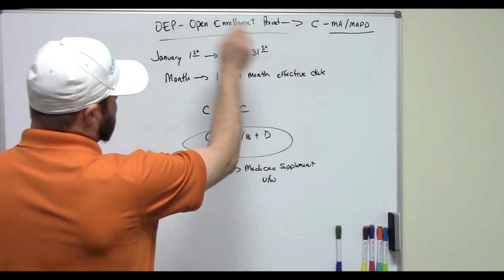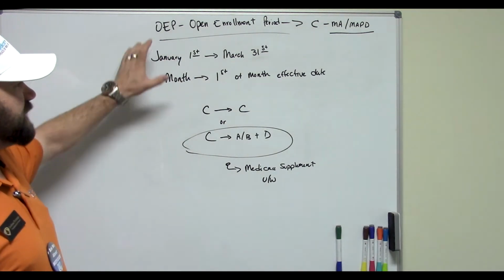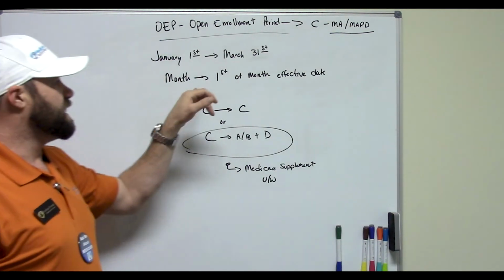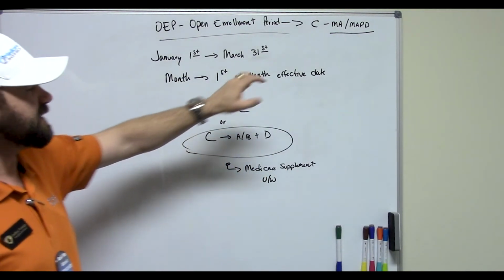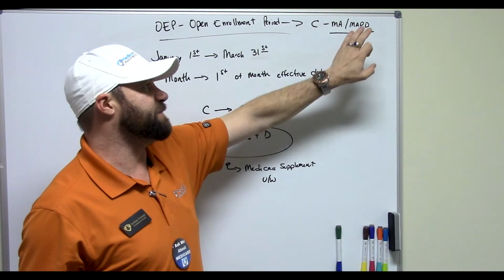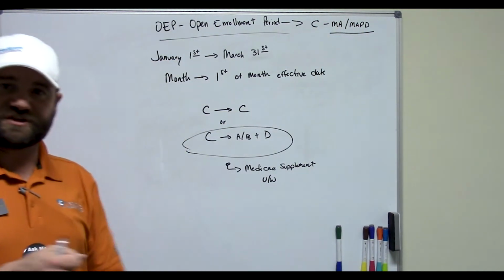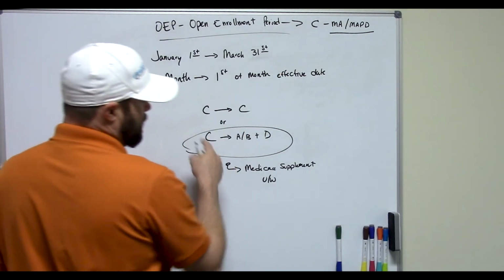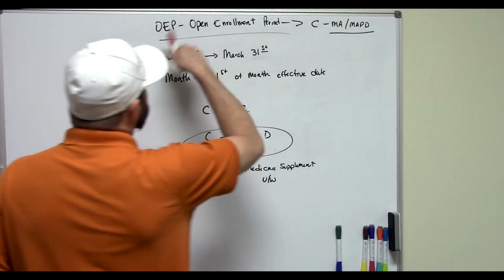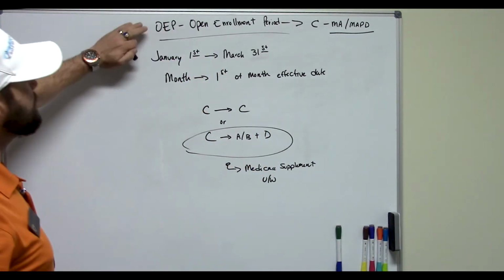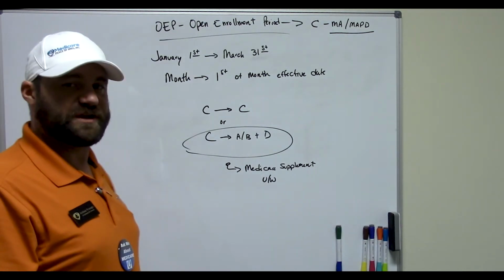So again, this is a Medicare Advantage only opportunity from January 1st to March 31st. Again, first of the month effective dates, always with Medicare. It's from C to C. That could be from MA to MAPD, from MAPD to MAPD, from MAPD back to MA. Whatever that one-way switch is between a C to C or C back to D, that's the election period you use on your application when you're working with your agent. It's called the OEP, or Open Enrollment Period. That's what gives you an ability to change plans.